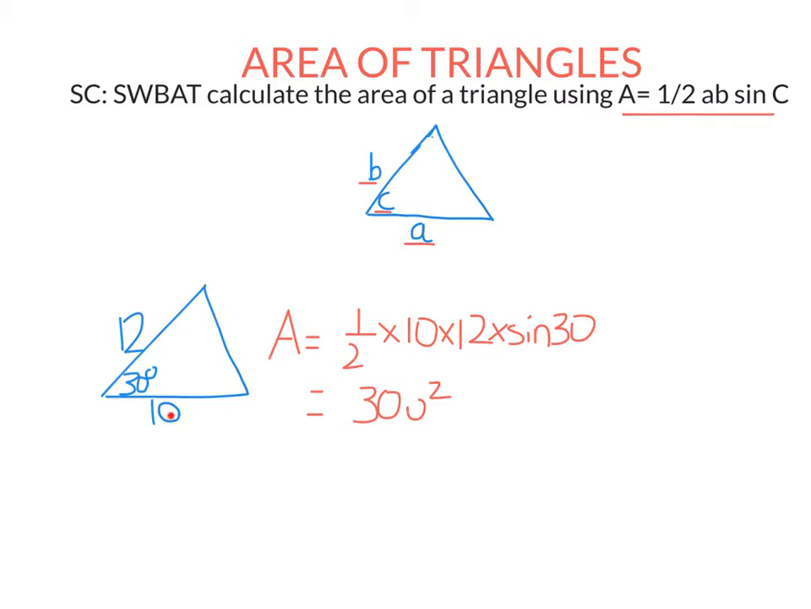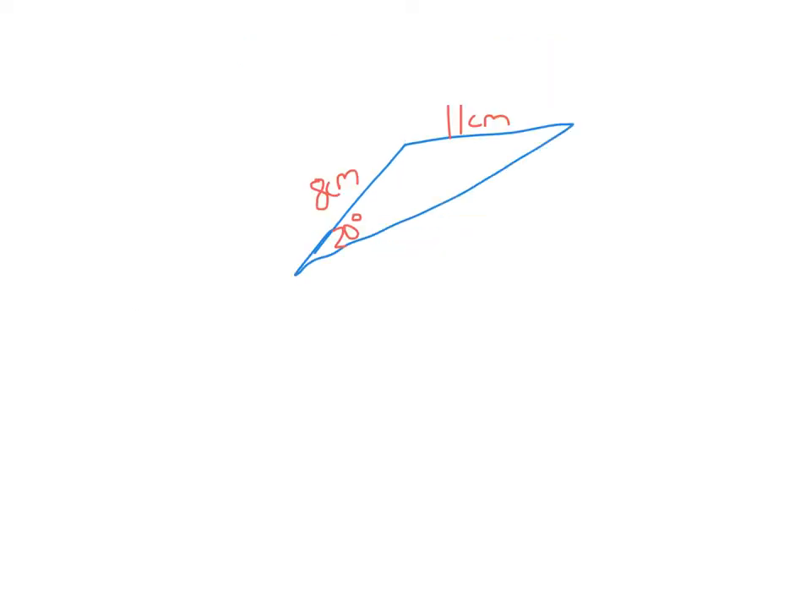Of course, it doesn't matter which side you call A and which you call B, as long as it's half times a side times sine of the angle in between. So that's really all there is to it. I'm just going to do a quick example where we need to do a bit of extra work before we can use the formula. So let's say I want to find the area of this triangle here.